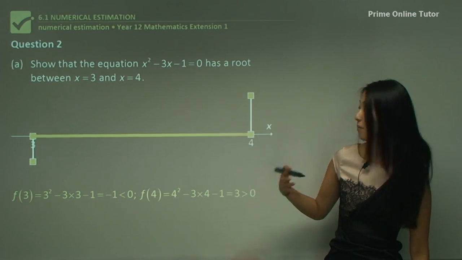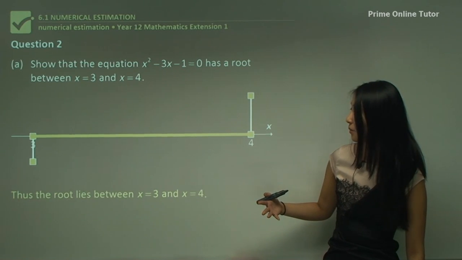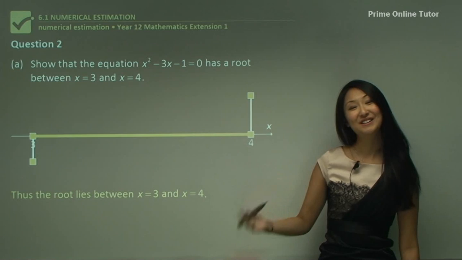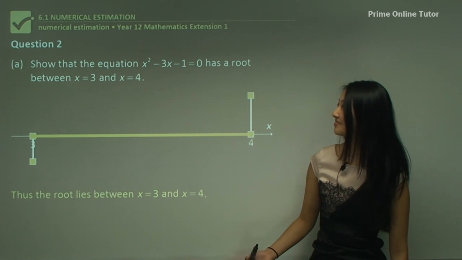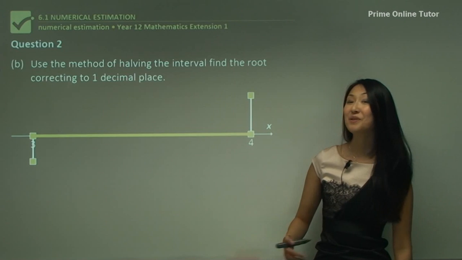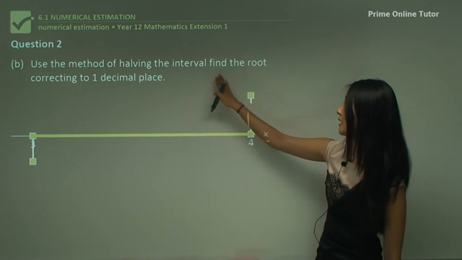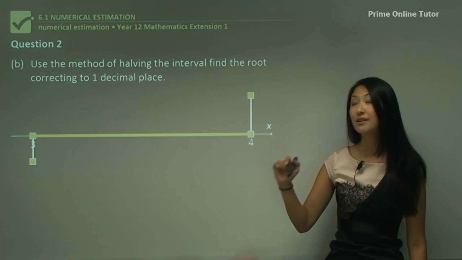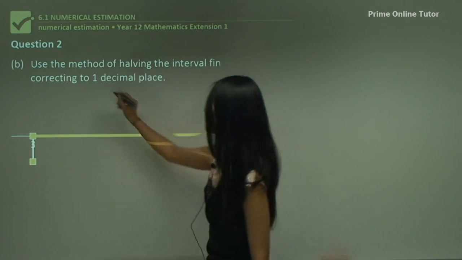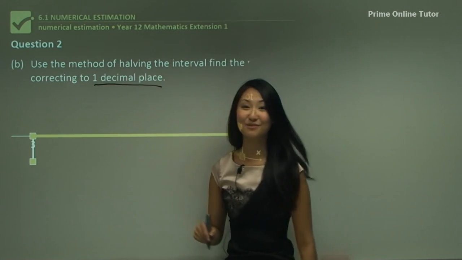And since they have opposite signs here, we can say, thus the root lies between 3 and 4. Nice and simple, right? Good, let's move on to part B now. So here, we want to use a method of halving the interval to find the root, correcting to 1 decimal place. So the important phrase here is 1 decimal place.